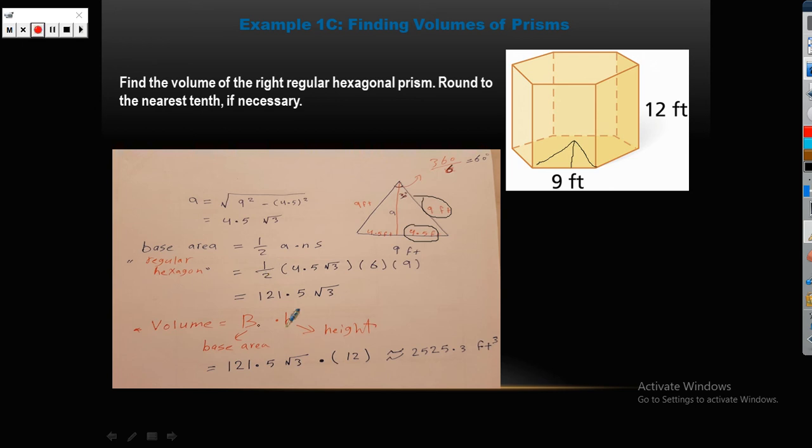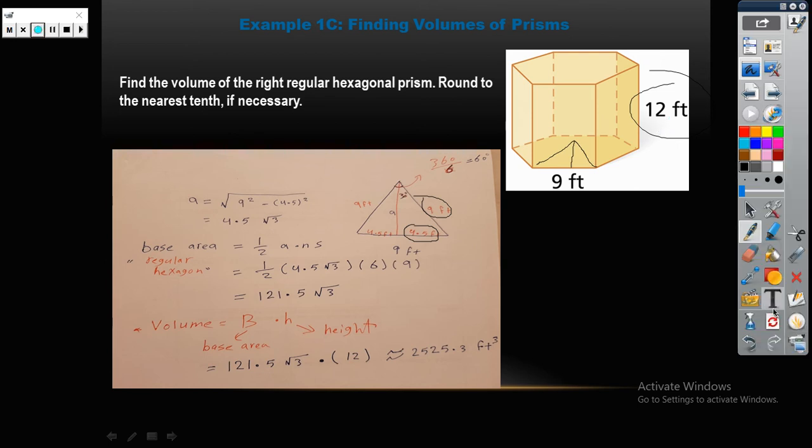Now I need to find the volume. We said the volume is base area times height. So the base area is 121.5 square root 3 times the height, which is 12. So the answer is approximately 2525.3 feet cubed. Okay.